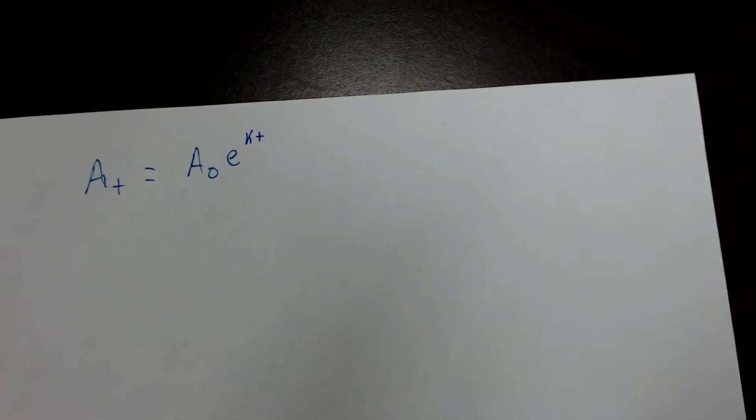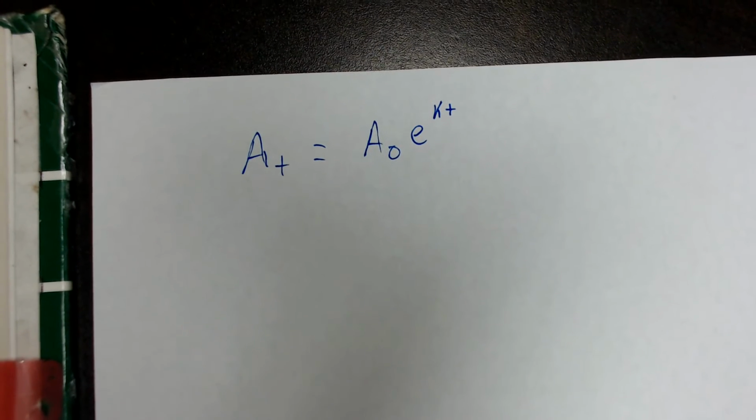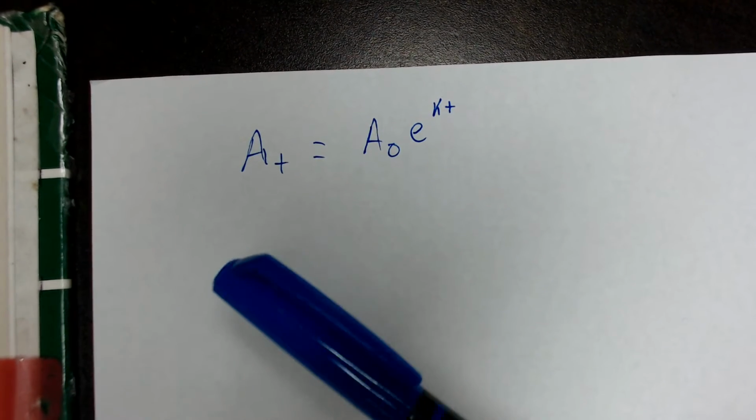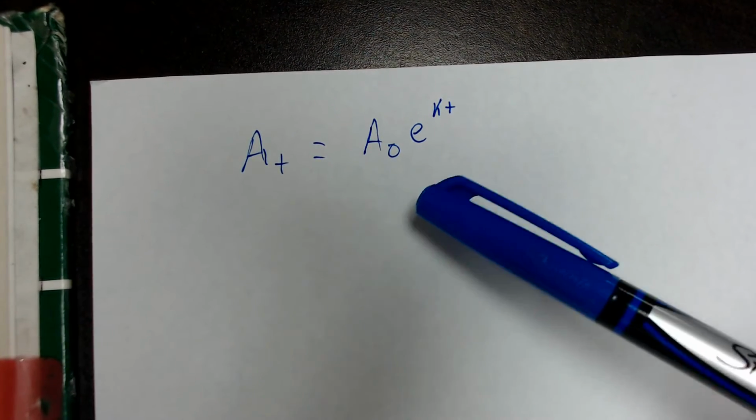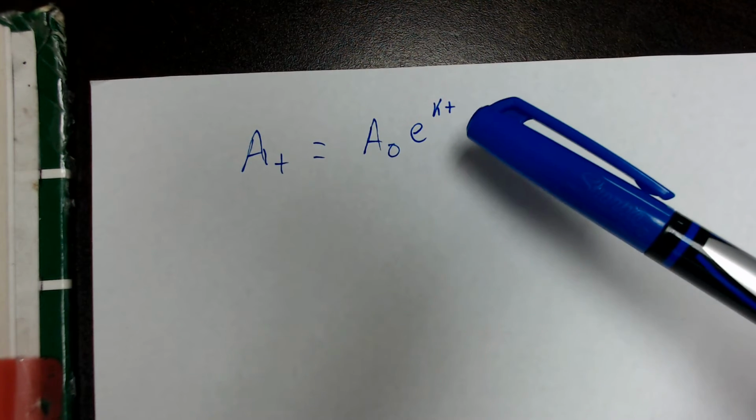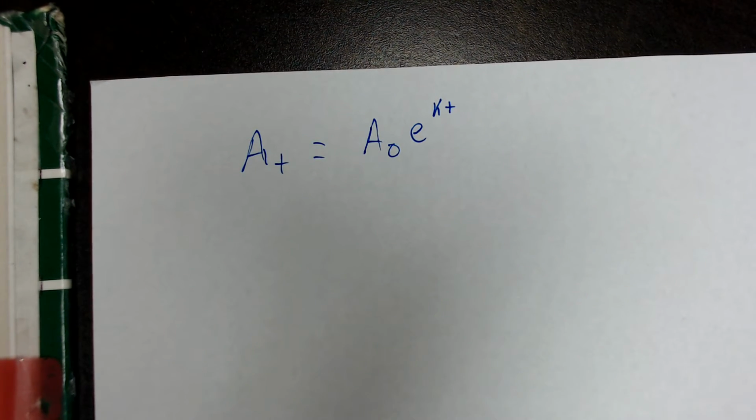get back to business. Okay, so this is our equation for exponential growth or decay: A sub t equals A sub 0 times e to the power of kt. We need some context because this is just a bunch of letters, all right?